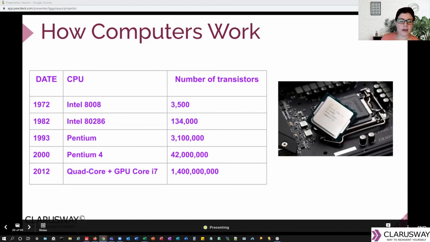Let's take a look at the progression of CPU technology. You can see that in 1972, the hot CPU was the Intel 8008, and the number of transistors on that CPU, 3,500. In 2012, they introduced the quad core, so 4 cores, 4 processors, plus a GPU, that graphical processing unit, and that chip had 1.4 billion transistors.